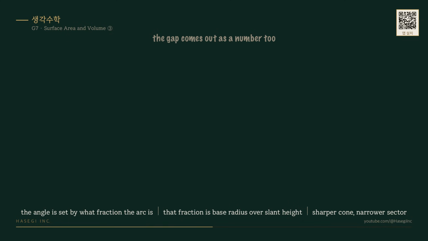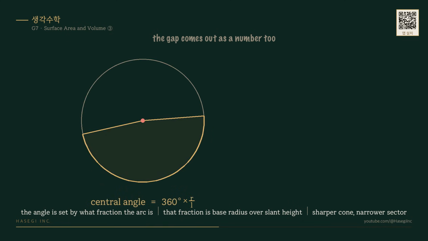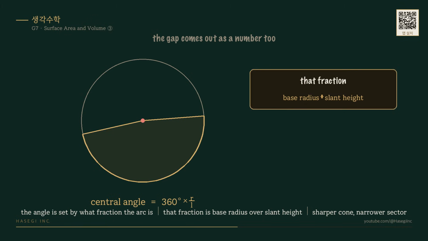The central angle of a sector is set by what fraction of the whole circle its arc is, and that fraction is the base radius divided by the slant height. So the central angle is 360 degrees times that fraction. The sharper the cone, the longer the slant, and the narrower the sector.